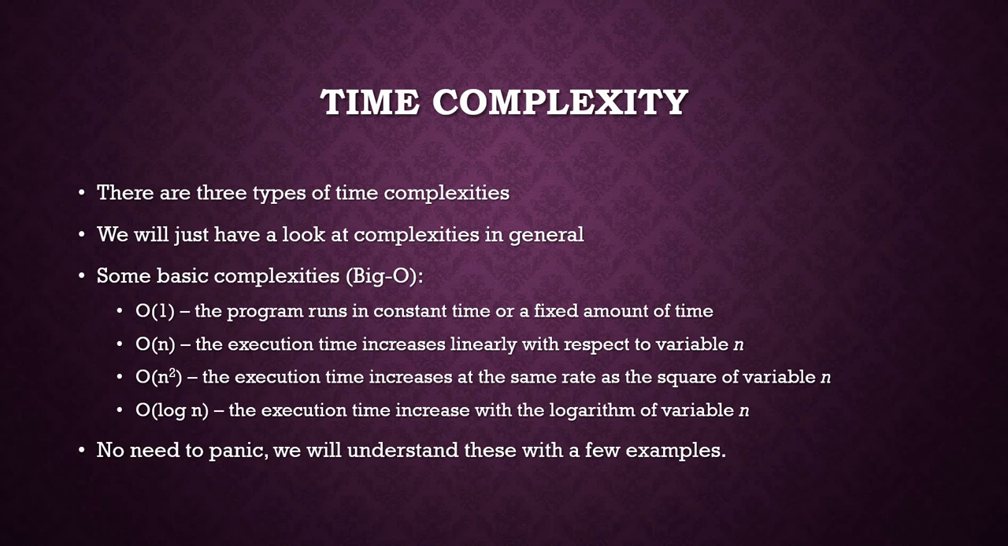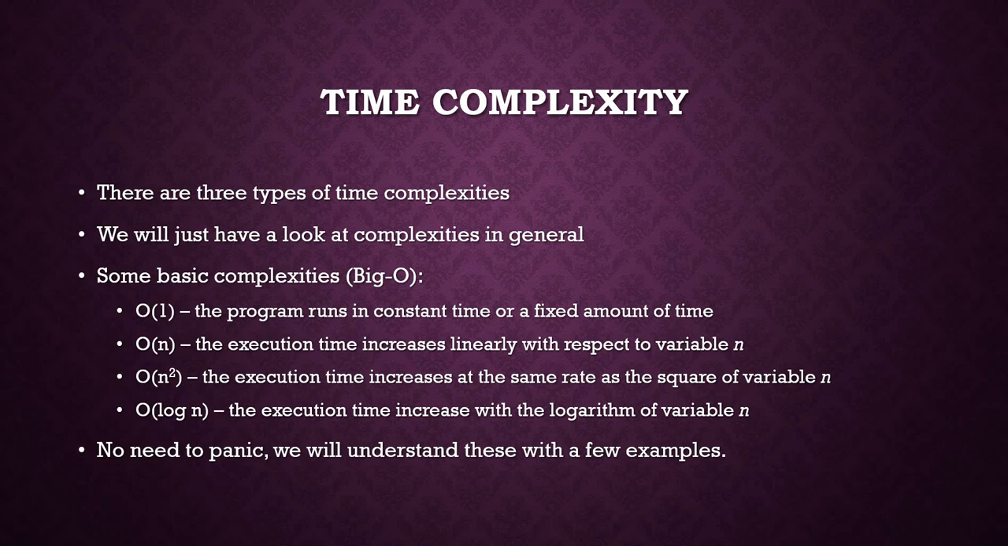So O(1) means the program runs in constant time. That means a fixed amount of time. 1 is a constant, and if the program runs for a fixed amount of time, let's say 3 seconds, whatever the problem may be, the program always runs in 3 seconds. That means the program runs in constant time.